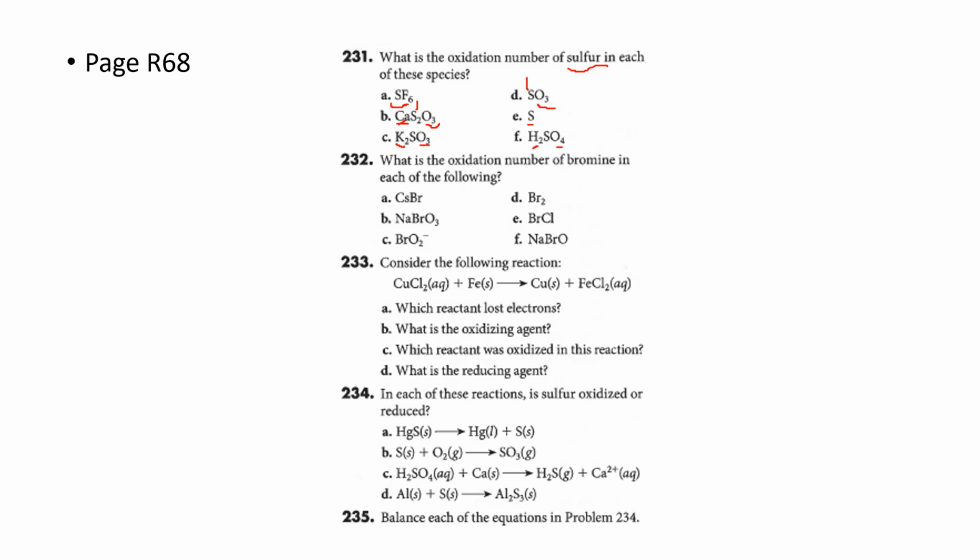Part B, sodium is a +1. Each oxygen is a -2. The -6 from the oxygen plus 1 from the sodium makes a total of -5. So in this case, our bromine has a +5 oxidation state.